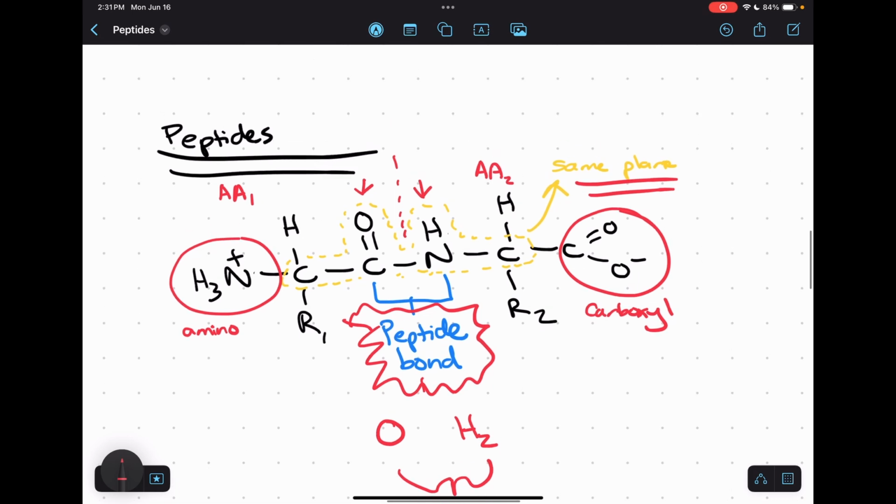Peptides are not necessarily just 2 amino acids. There can be polypeptides with a lot more amino acids, and these are going to be the building blocks of proteins, which we'll talk about tomorrow.